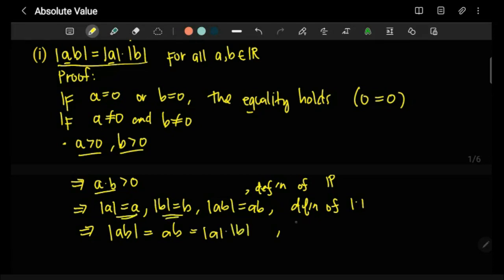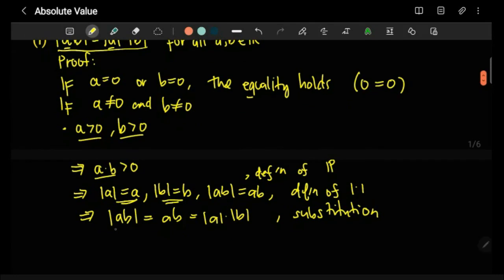This is a simple substitution. We just substitute equal values. Actually, that's the transitive property of equality, also known as substitution. We just substitute equivalent values. So we were able to show that the left-hand side is equal to the right-hand side, and we're done with this case.